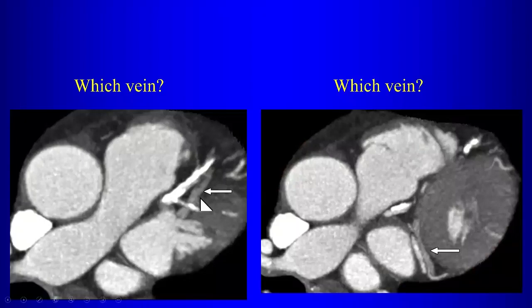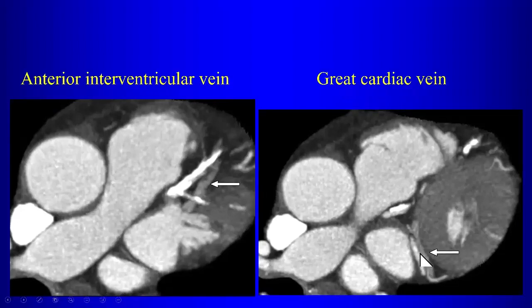Okay. Now, when you look at these veins, it's easiest to decide which is which when you identify the accompanying artery. So this artery is what? LAD. So this would be the anterior interventricular vein. And then over here, this would be the circumflex, so great cardiac vein will run alongside the circumflex, and the anterior interventricular vein would run alongside the LAD. This one is a heavily calcified LAD over there.